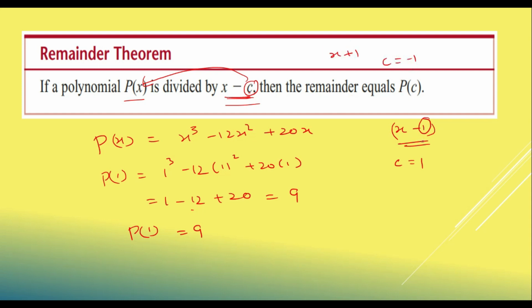Okay, when you substitute this c value in this p instead of x, whatever the answer comes, it is the remainder. This is the remainder theorem.